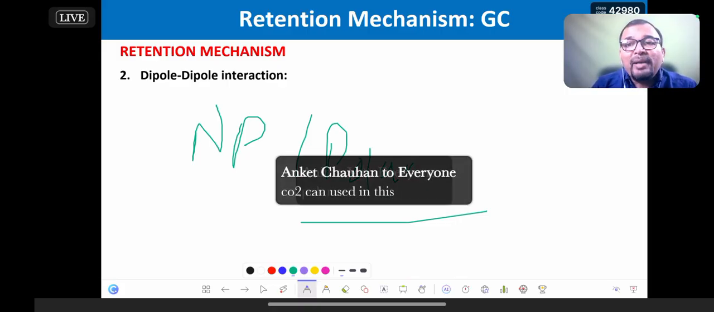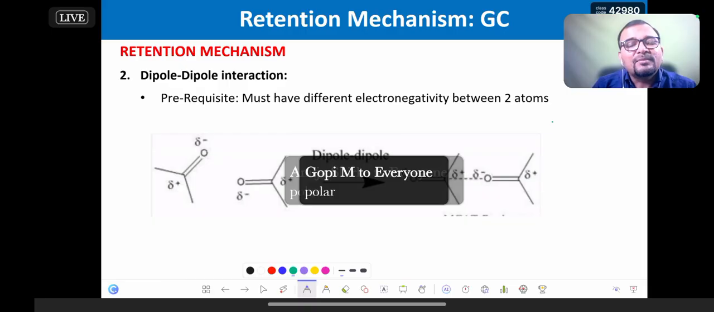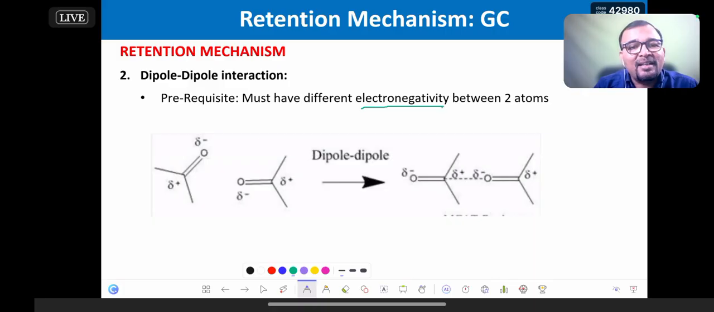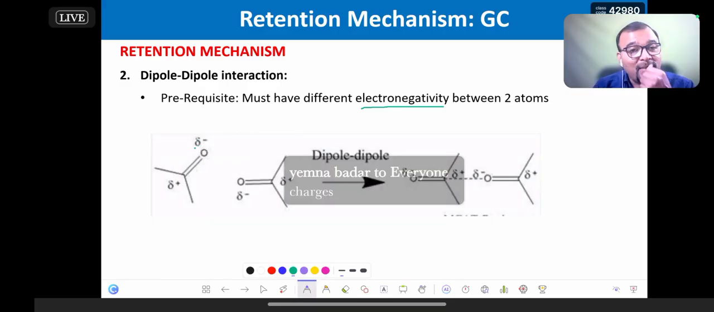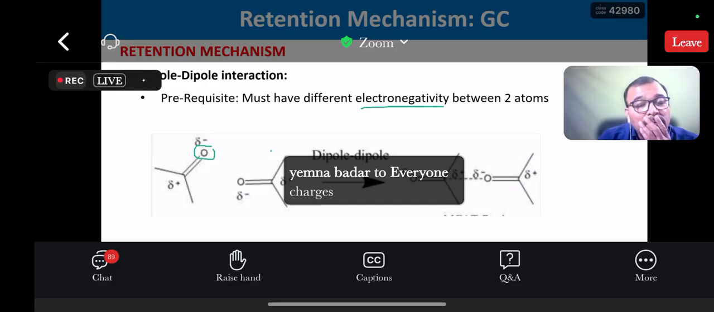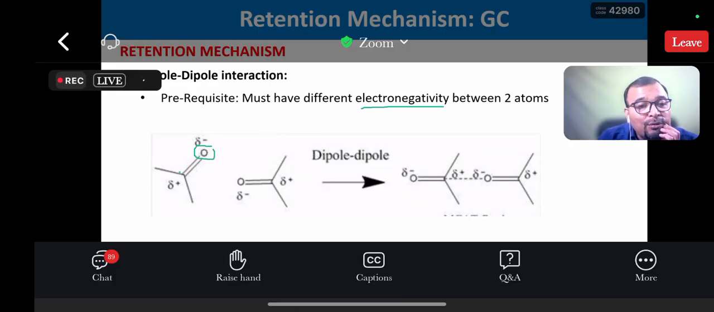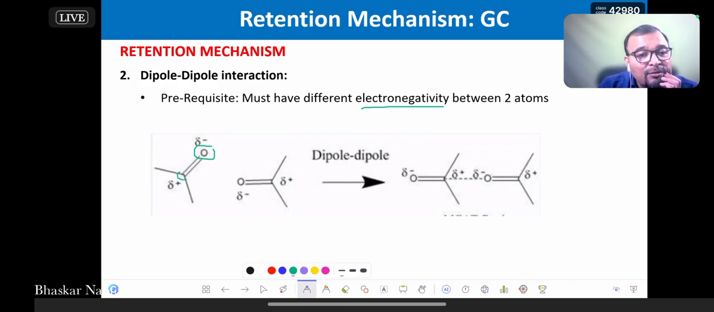So what makes the molecule polar? The presence of an electronegative atom like oxygen. And because of that, there is a permanent dipole. Look at this, this is a carbon, which is not shown over here, but carbon and oxygen.